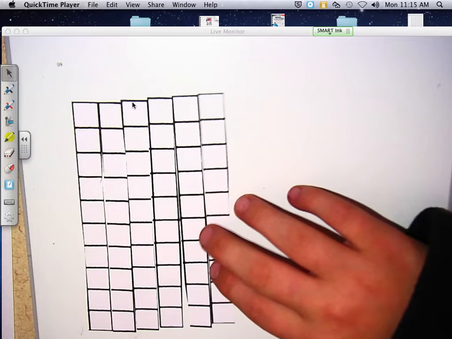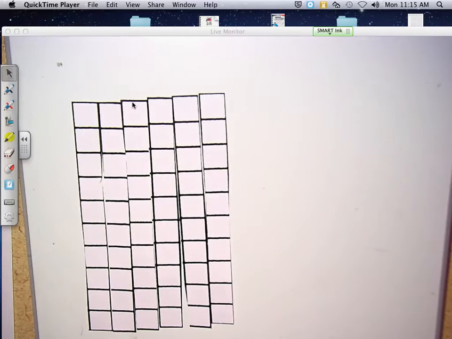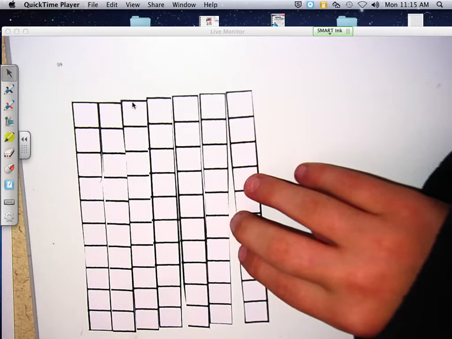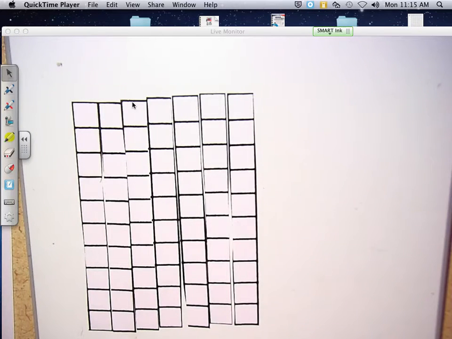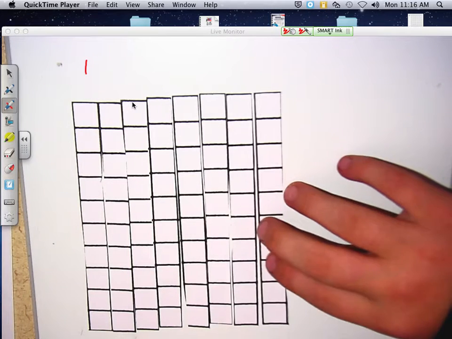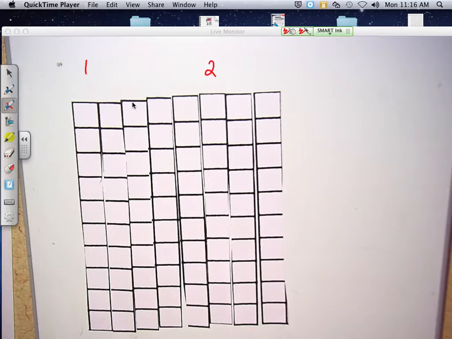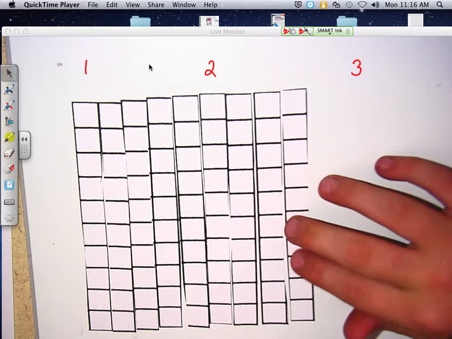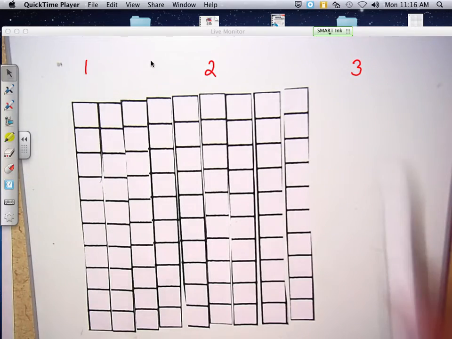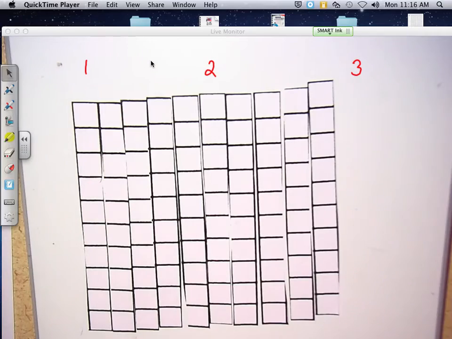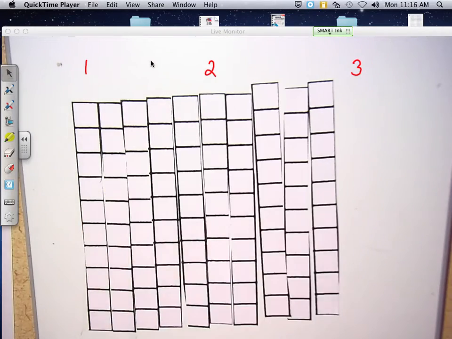So what we're going to do is take our 100 squares and divide them into 3 equal groups. We're going to have group 1, group 2, and group 3. And if you would please take your rows of 10 and divide them into 3 equal groups. So Cody.